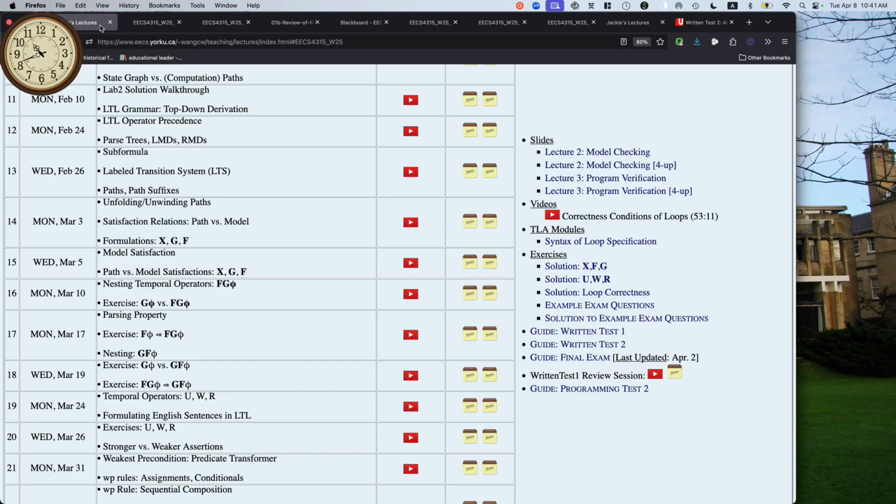Just about the precedence for temporal operators, I think it's in one of the earlier lectures when we talked about the syntax. You can maybe look at the lecture over there.